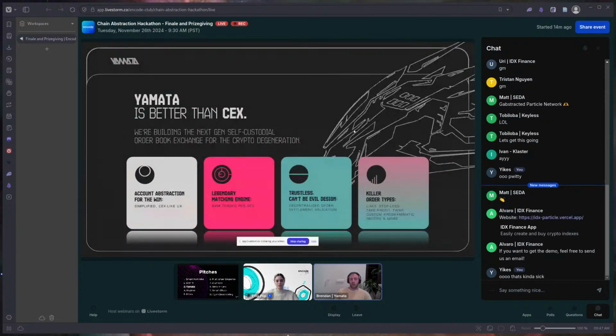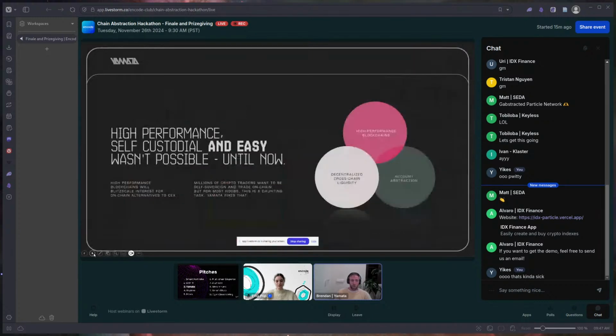Trustless. So under the hood, the wallets on Yamata are multi-sig 2 of 2 based on Gnosis Safe. We retain one key, which signs everything, and critically, the user retains the other key, so they can sleep safe in the knowledge that we cannot misappropriate their funds, even if we wanted to. Killer order types. We have limit orders, stop loss, take profit, swap, programmatic orders. We will soon have perps and futures from Orderly Network as well. And of course, we have market orders and swaps as standard too.